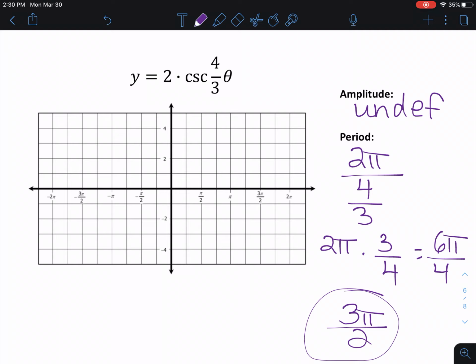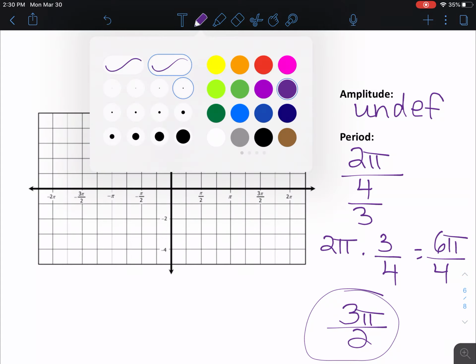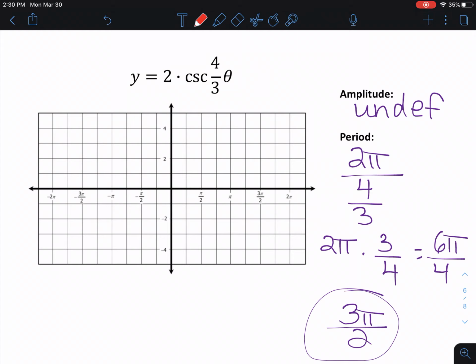Now, the nice thing with cosecant, if you recall, the asymptotes start at 0. So that one obviously is not going to change. 0. And then the period is 3 pi over 2. So now I should actually have another asymptote at this line right here, 3 pi over 2. So that makes it a little bit easier to get started.